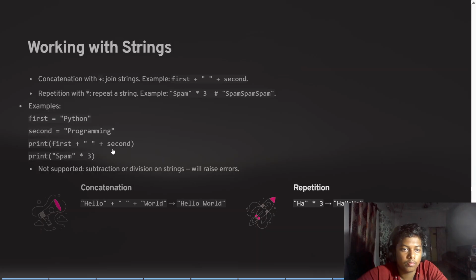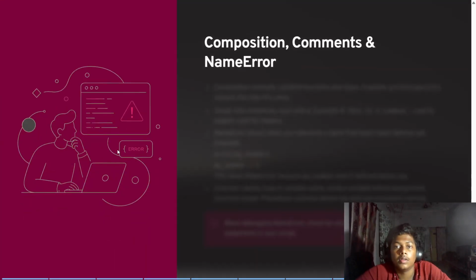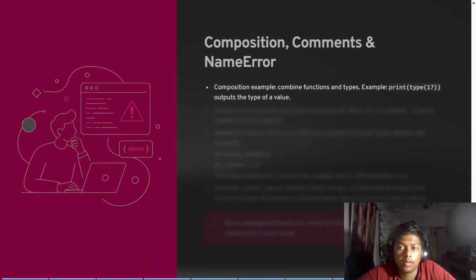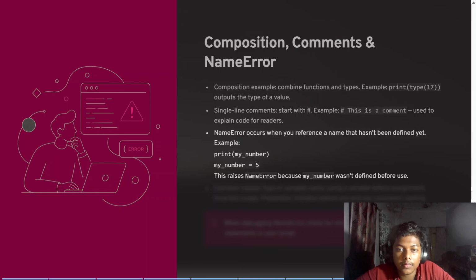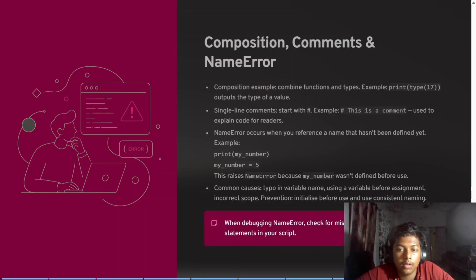Composition, comments and name errors. So print type 17. It's an integer. The type function is used for finding the type of the thing stored in a variable or a given value. A single line comment starts with a hash. I already showed you that single line comment. This is a common error. You can also take a screenshot if required.